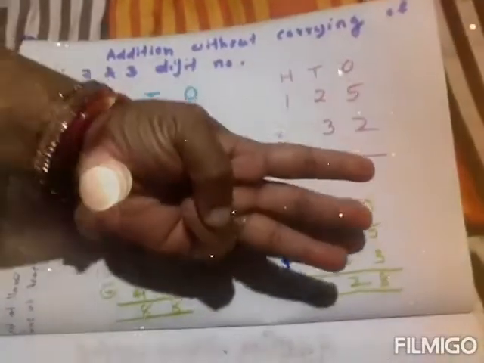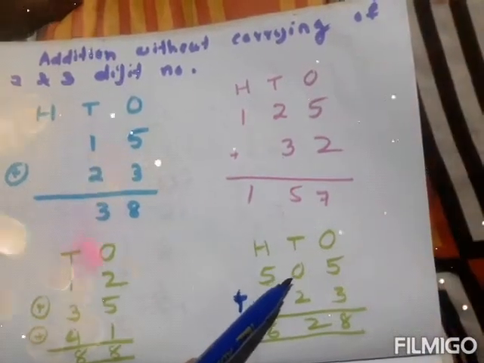So 5, keeping in our mind, plus 3: 5 after 6, 7 and 8. So I will write 8 here. Then 0 plus 2. As I told you, whenever you are adding any number with 0, the same number occurs.